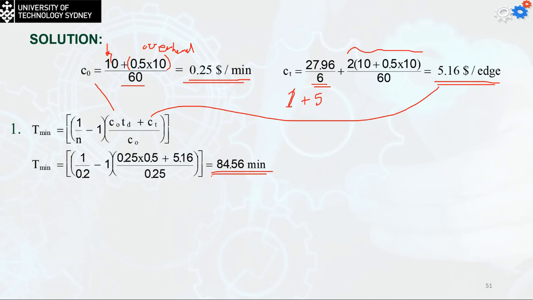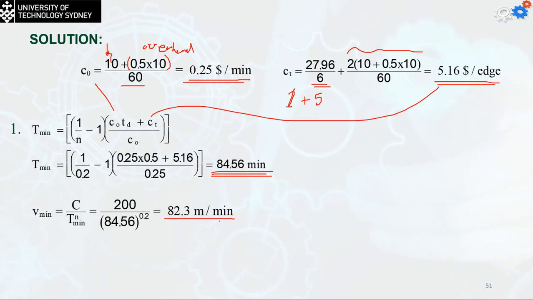Okay, so we just substitute these values and we get that at the minimum speed, the tool life T minimum is going to be 84.56 minutes. Now, the cutting velocity required to achieve this tool life is found by rearranging the Taylor equation, which is equal to 200, which is the C, divided by 84.56 to the power n, which is 0.2. And that means we need to run the machining at a cutting velocity of 82.3 meters per minute to achieve the tool life of 84.56.